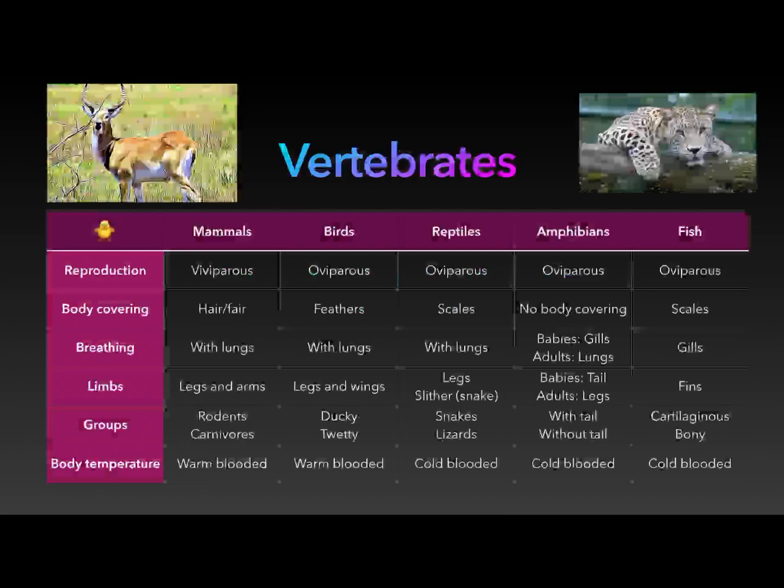Reptiles are oviparous, and their body covering is scales. They breathe with lungs. They have legs and snakes slither. 2 groups are snakes and lizards, and they are cold-blooded.